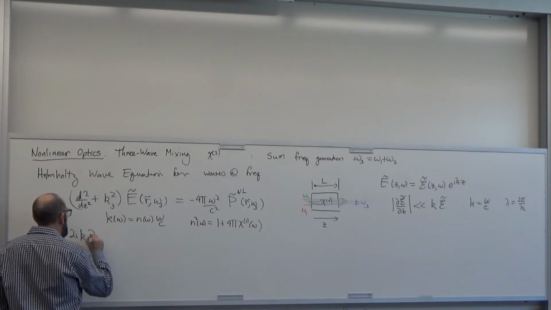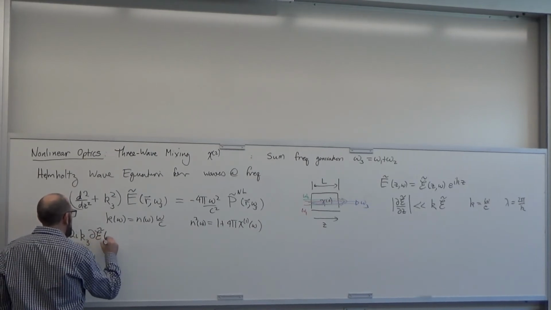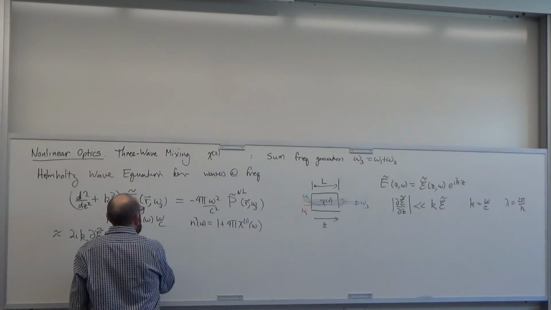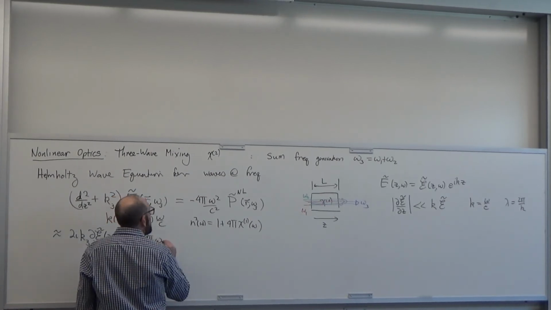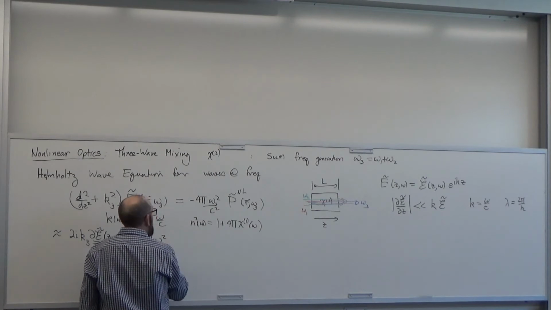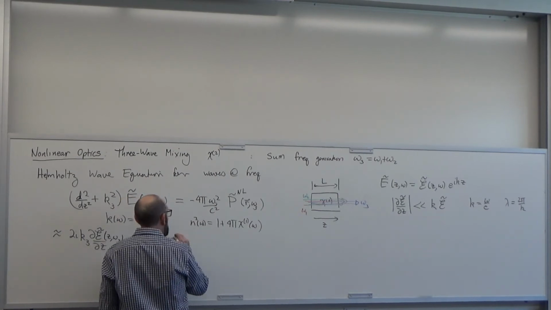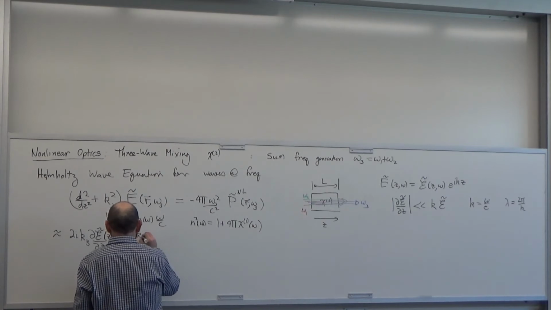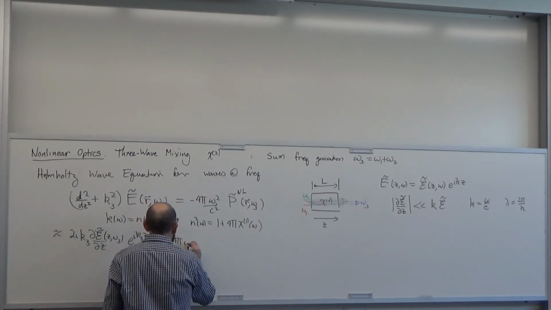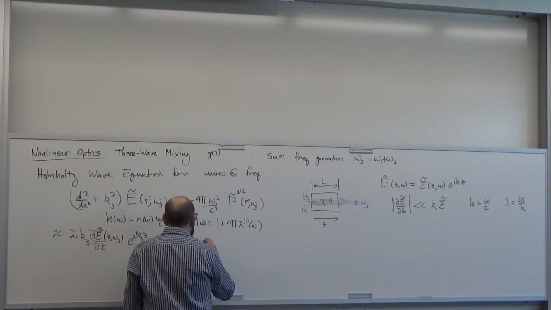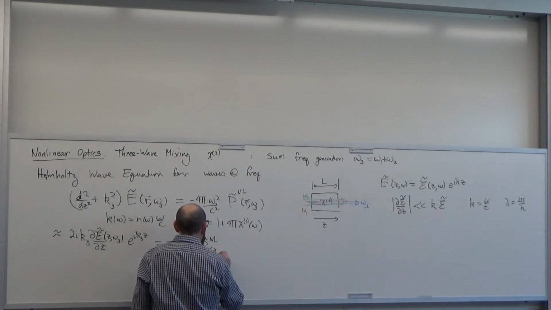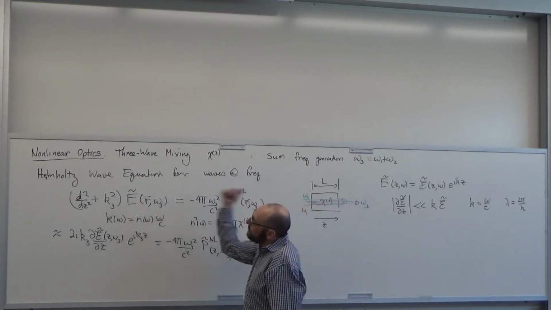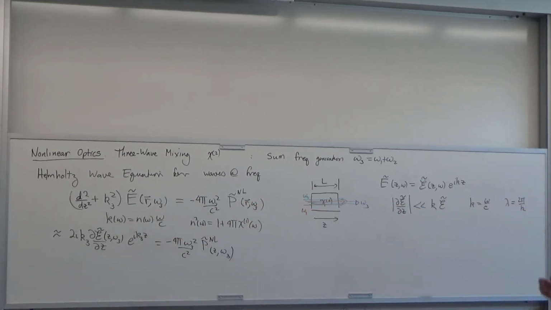2i K3, one derivative of the slowly varying envelope at omega 3, is equal to minus 4 pi omega 3 squared over c squared times P. Oops, I have to still have, sorry, e to the i K3 z, is equal to minus 4 pi omega 3 squared over c squared, the nonlinear polarization at that frequency. Okay. So that just came from plugging in my ansatz and using the slowly varying envelope approximation.